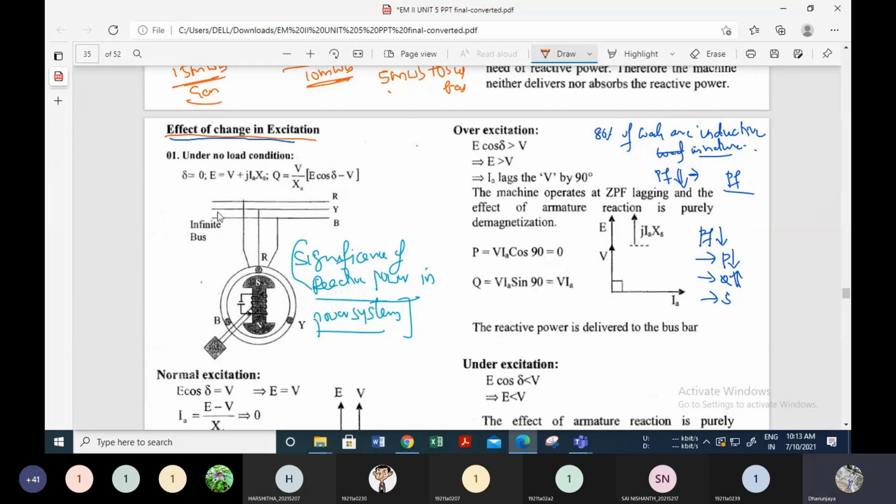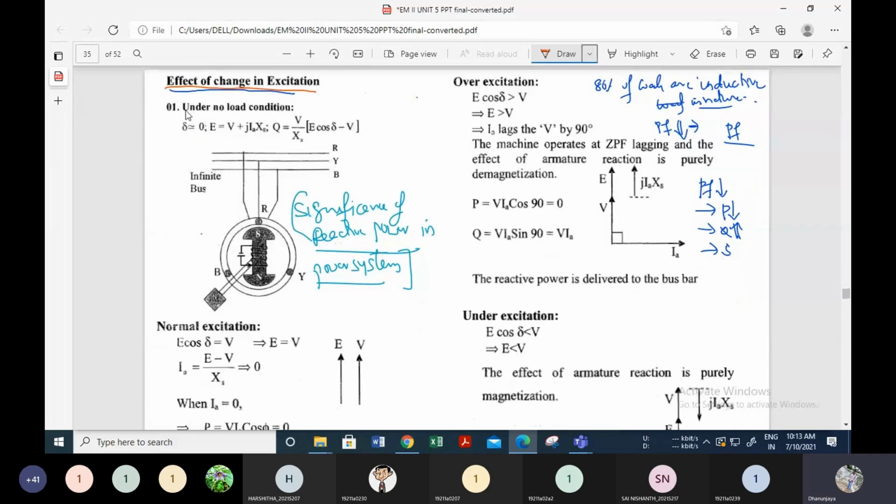Effect of change in excitation. So this is under loaded condition. So here, what is going to happen here? If the field excitation, the field winding voltage is varied, then what is going to happen here? So we are considering the no load condition here.